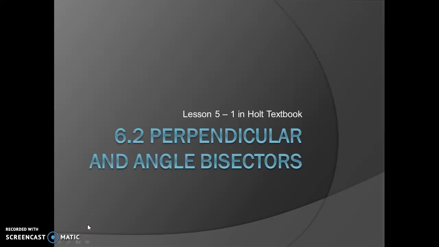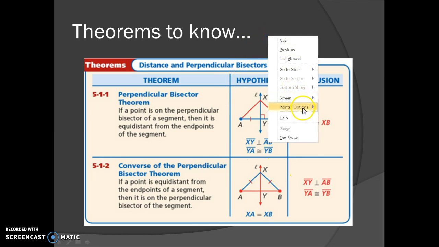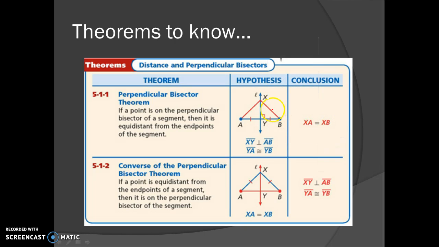Alright, today we are looking at 6.2, which is perpendicular and angle bisectors, and this will relate to 5-1 in your old textbook. So the first thing that's important to know is the theorem. You always want to take a second and just make sure that you understand what you're saying.